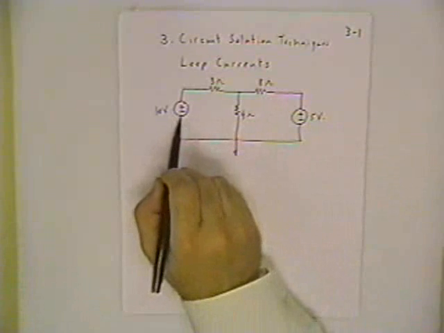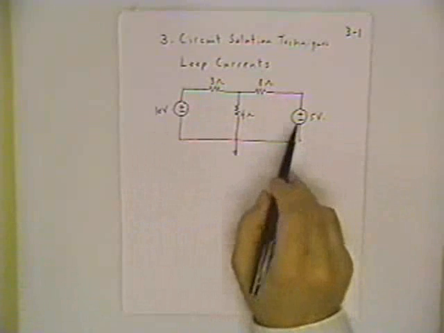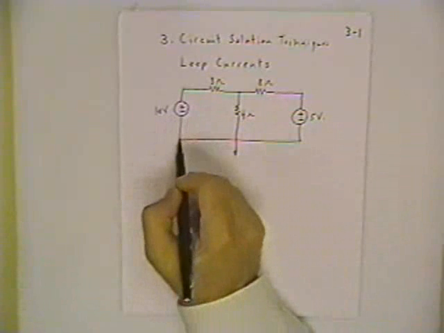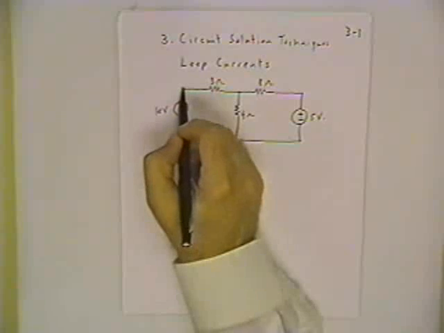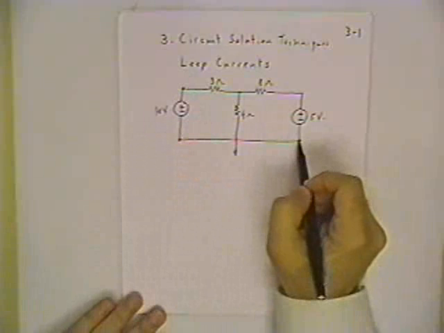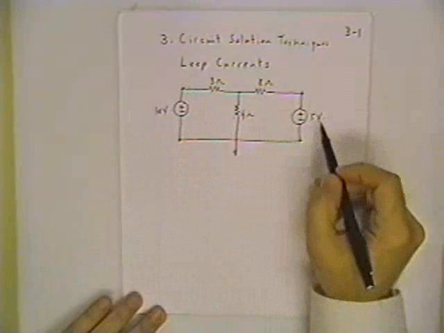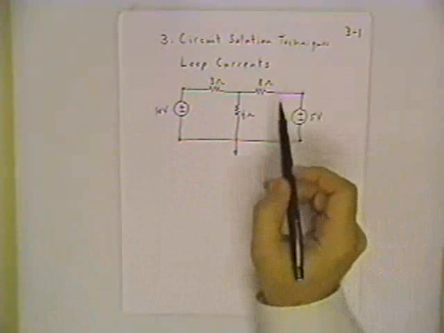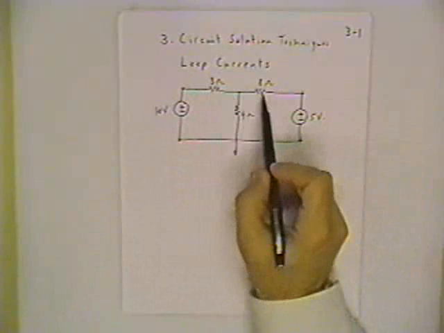The only things we know right now are the voltages across these sources. You've got a guaranteed 10 volts between this node and this node. Potential difference across here is 10 volts. That's guaranteed by the source. Potential difference across this element is 5 volts. But as of right now, we don't know what the current is through the resistors.